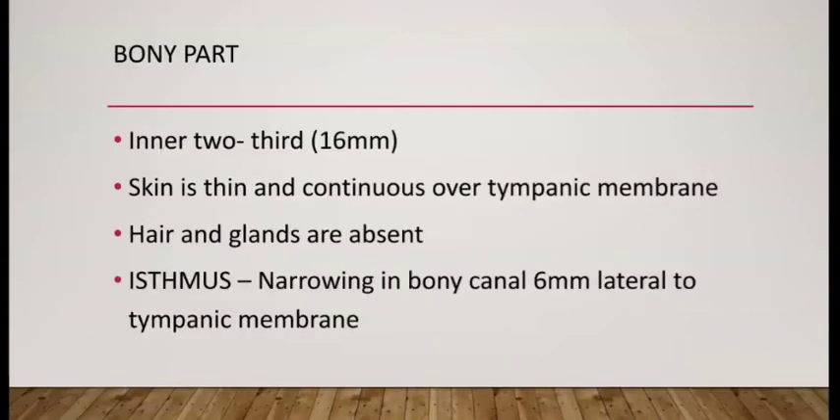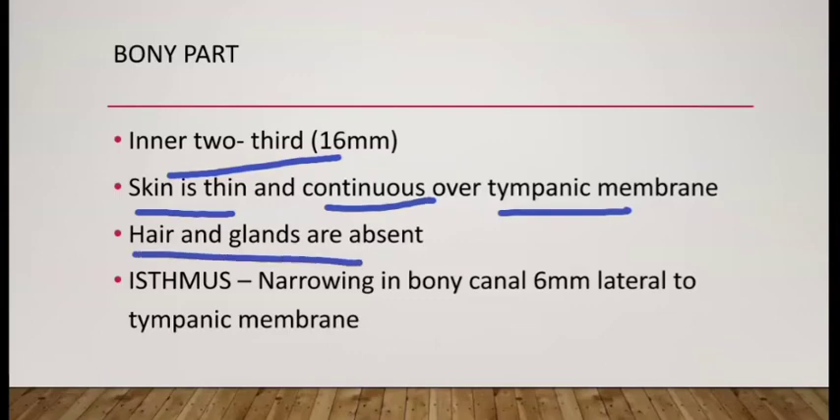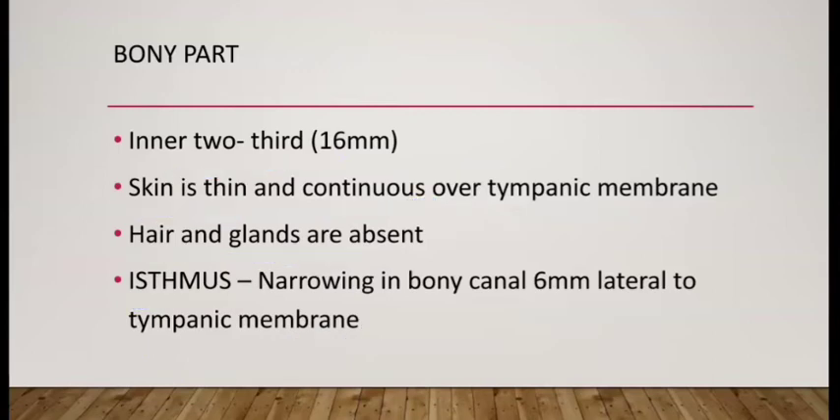The bony part is the inner 2/3 of the external auditory canal. The skin present over the bony part is thin, and this skin continues over the tympanic membrane. Hair and glands are not present in the bony part, and there is a narrowing in the bony part called the isthmus. It is present 6 mm lateral to the tympanic membrane. If any foreign body gets lost medial to this isthmus, then it is very difficult to remove.